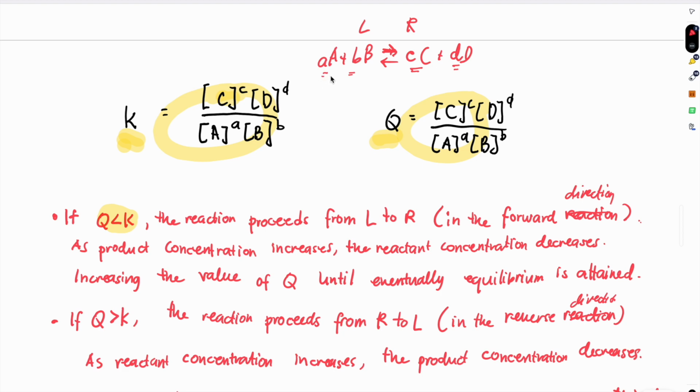So when equilibrium happens, it says here that the value of Q increases until eventually equilibrium is attained. So during the forward direction, when Q is less than K, it will attain equilibrium as the value of Q increases in the forward direction. Okay?